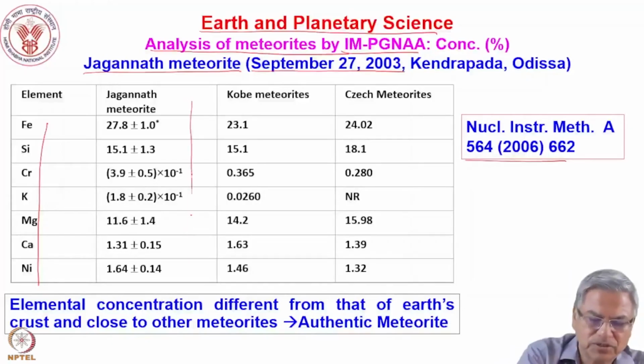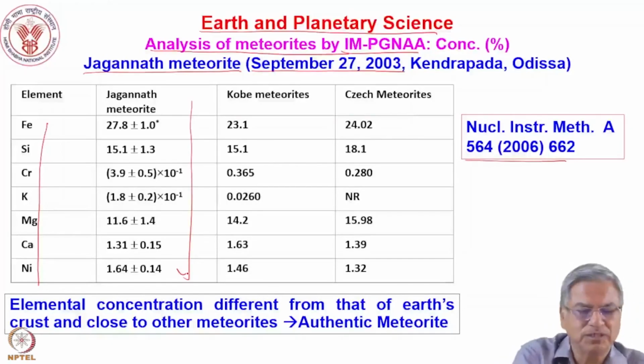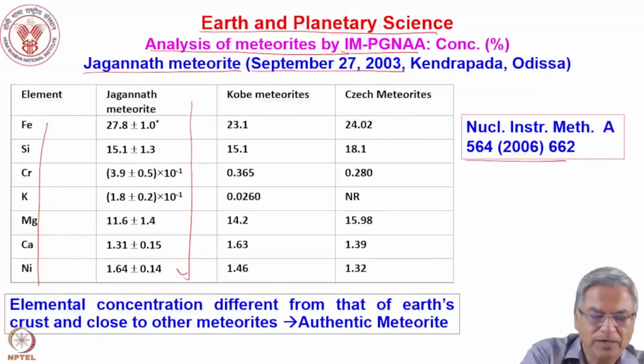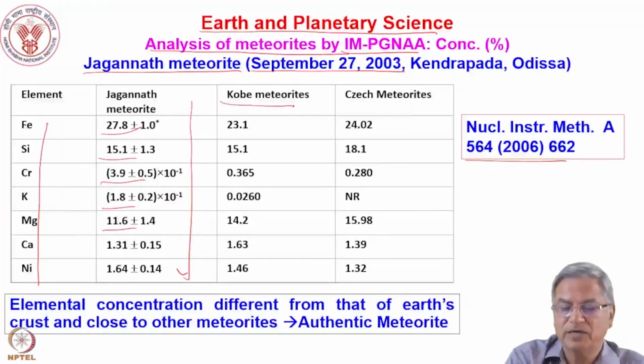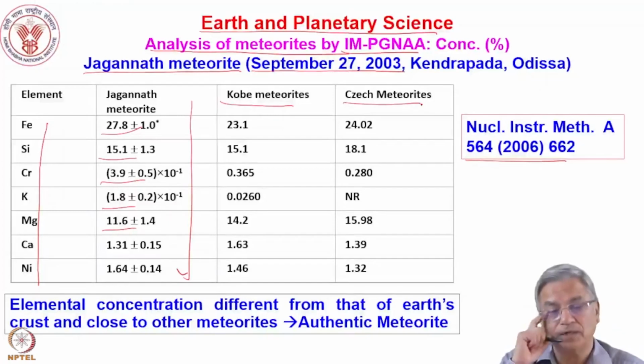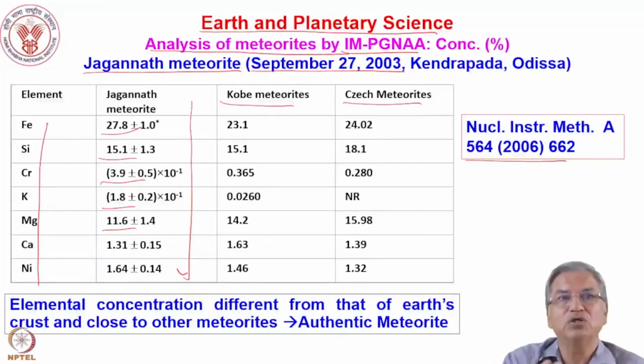Jagannath meteorite concentrations you can see in terms of percentage. All of them are in percentage: 27%, 15.1, 0.39, 0.18, 11.6, and so on. And you can also compare them with other meteorites published elsewhere by other researchers, Kobe meteorites, Czech meteorites, and then you can determine whether it is an authentic meteorite, or what its origin is, whether it is different from these meteorites.